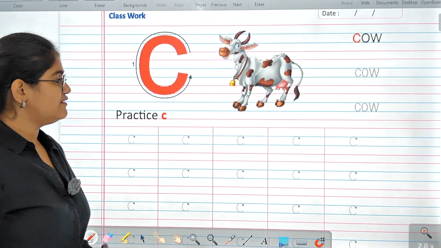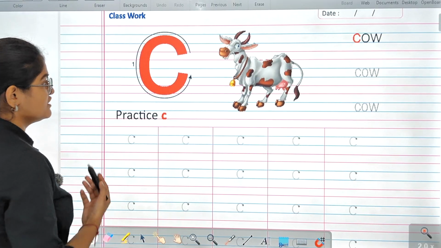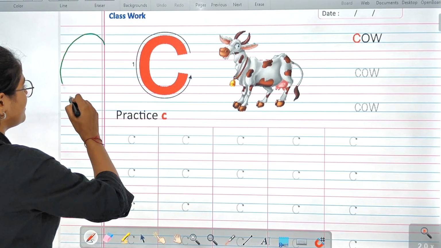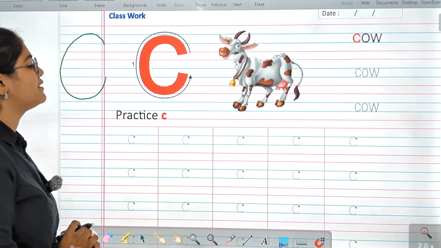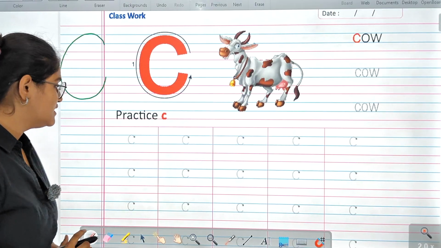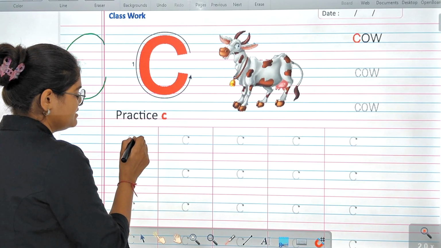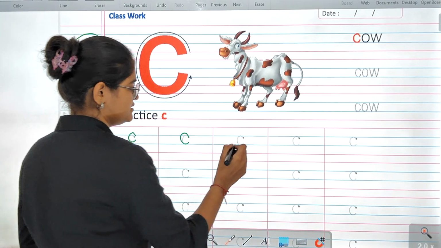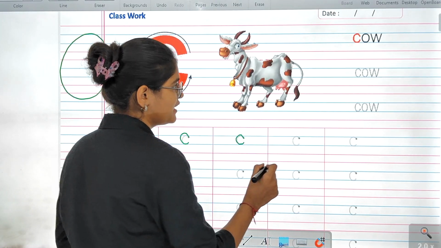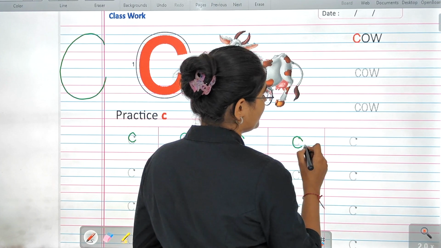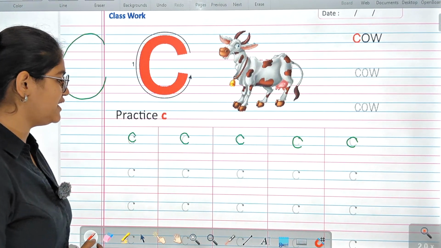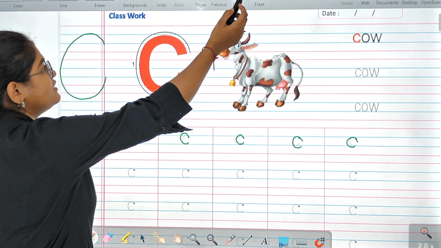The next alphabet is C. Let's see how to make C. We have to give a big curve and it makes a C. Let's practice them in lines. C for cow. C for cow. Right? Let's move ahead now.